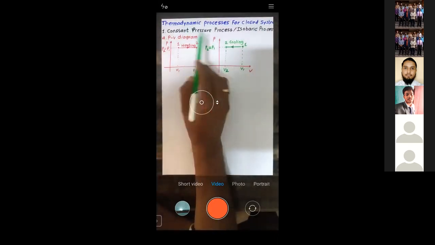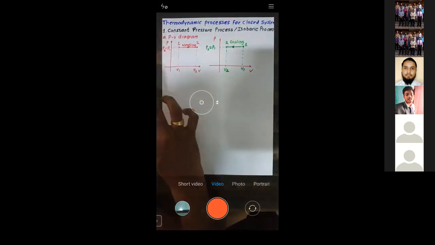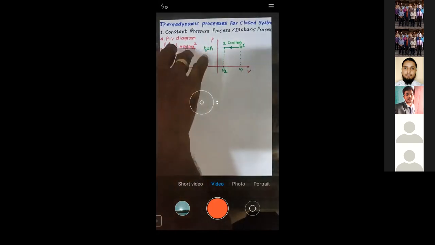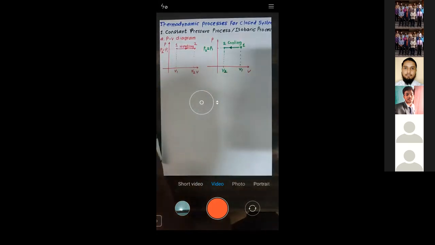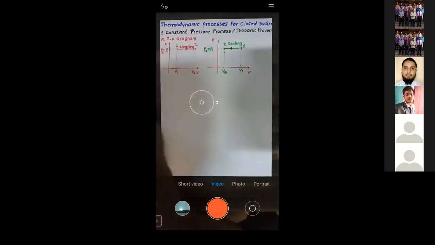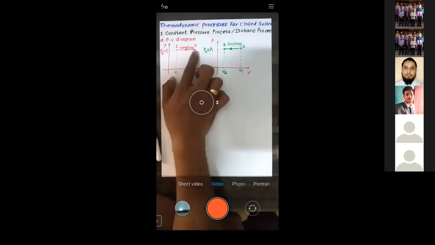I want this process to be constant pressure. What is constant pressure? It's a horizontal line, because we are plotting on a PV diagram. If it's a horizontal line, you have two possibilities: either move from the left-hand side towards the right-hand side, or from the right-hand side towards the left-hand side. Let us consider the first possibility.